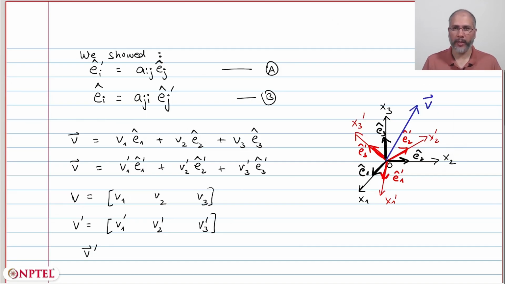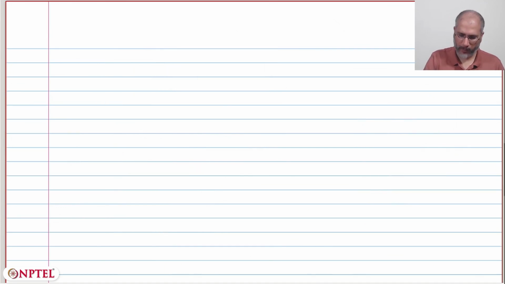So now the aim today is to be able to go from v to v prime using the transformation matrix A that we had obtained in the last lecture. So let us start the derivation.